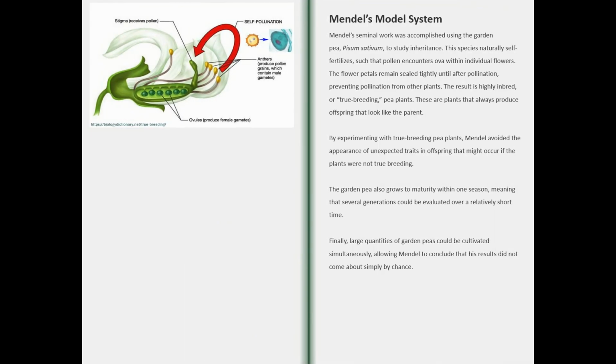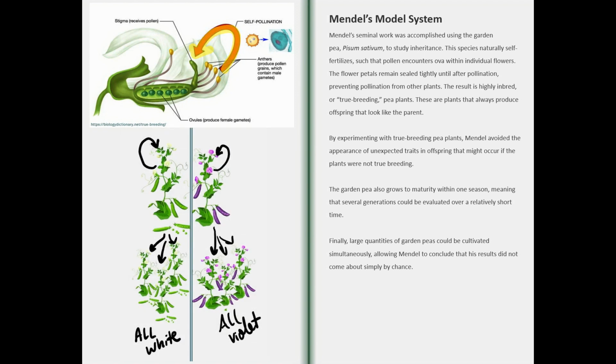Now let's talk about Mendel's model system. Mendel's seminal work was accomplished using the garden pea, or Pisum sativum, to study inheritance. This species naturally self-fertilizes, such that pollen encounters ova within individual flowers, and the flower petals remain sealed tightly until after pollination, preventing pollination from other plants. The result is highly inbred, or quote-unquote true breeding pea plants. These are plants that always produce offspring that look like the parent. And by experimenting with true breeding pea plants, Mendel avoided the appearance of unexpected traits in offspring that might occur if the plants were not true breeding.